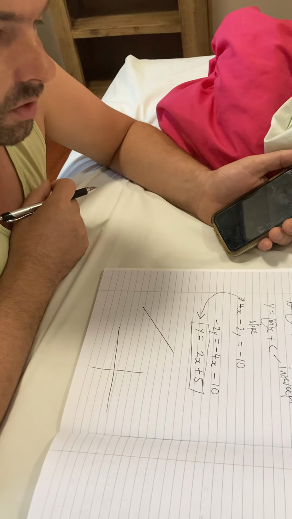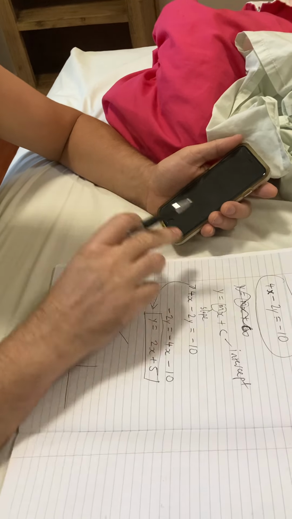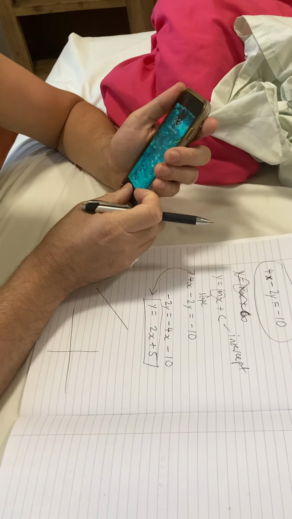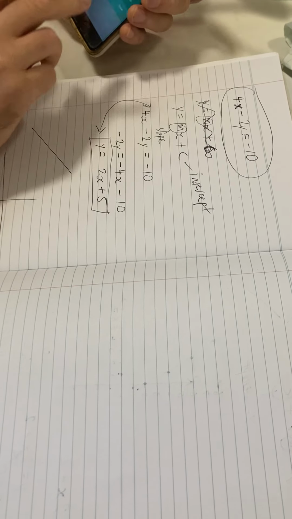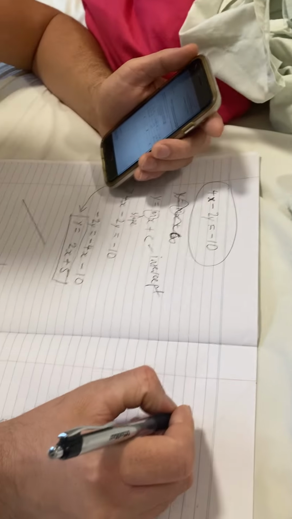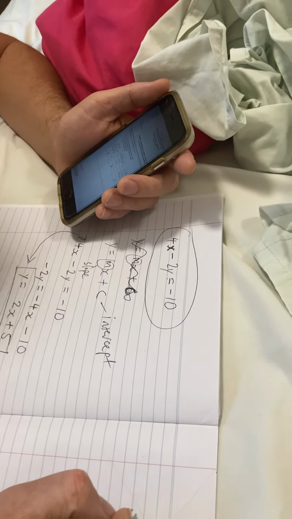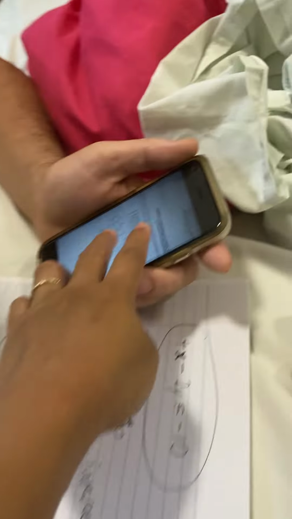So what you need to do is practice rearranging these equations. I'll rearrange one more for you now, because if that was a little bit difficult to understand, we'll just do another one.